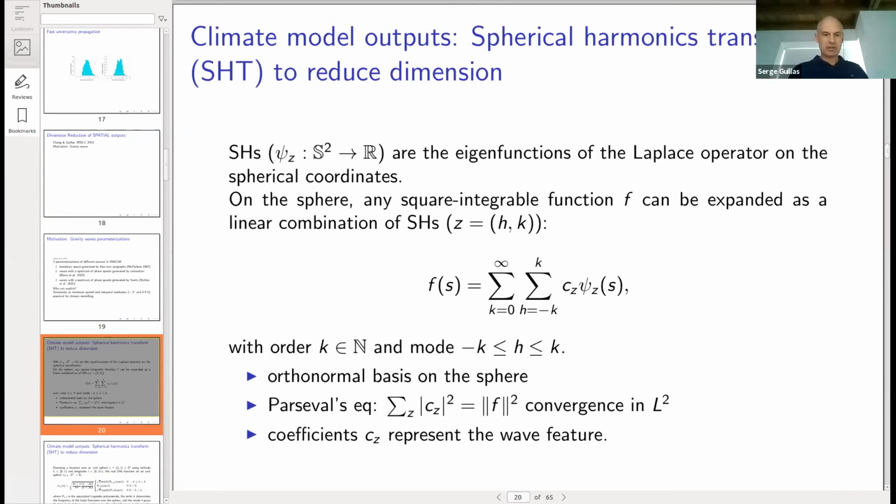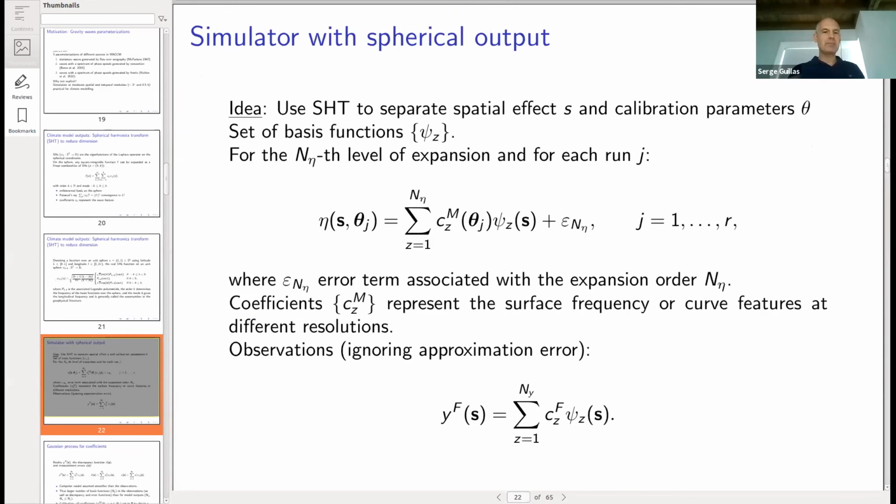Maybe I can go faster here because it's not that essential, but we expand the computer model eta onto that basis. And here our goal was slightly different, actually. We wanted to calibrate the model. So this eta means the computer model, the climate model. S is location in space, and theta are these parameters driving the parametrization of the gravity wave phenomenon. And these thetas are slightly unknown.